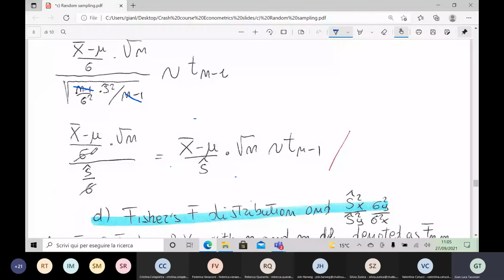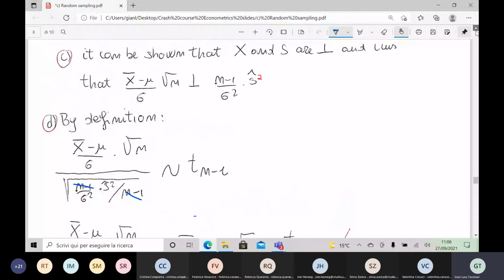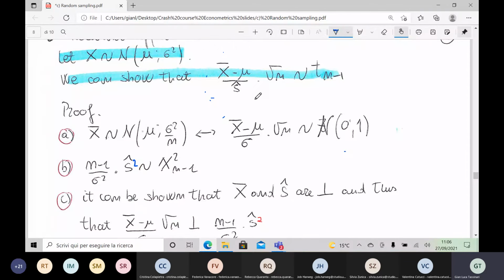But we have shown, I told you that this was a student's T, so we have shown that by simplifying, this strange quantity, this strange random variable, follows a student's T distribution with n minus 1 degrees of freedom. If you go back, this is exactly what we wanted to prove. This is a very important result. We have shown, up to this moment, we got 3 results.